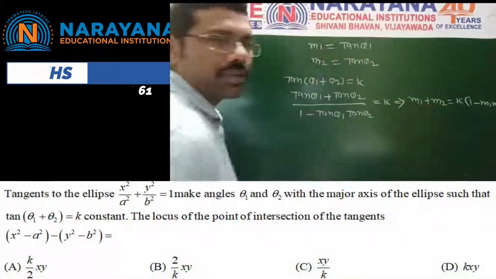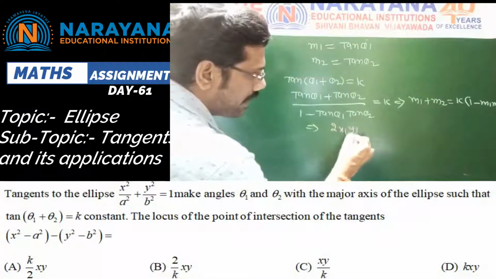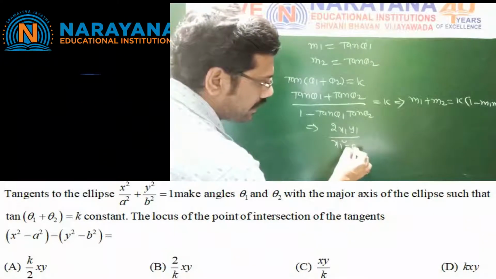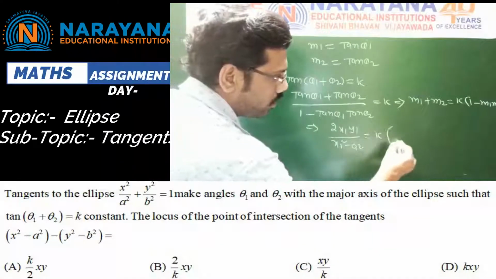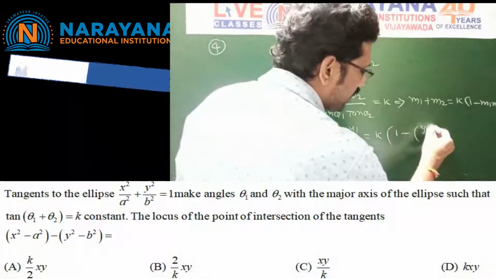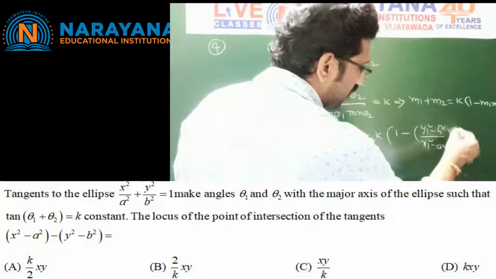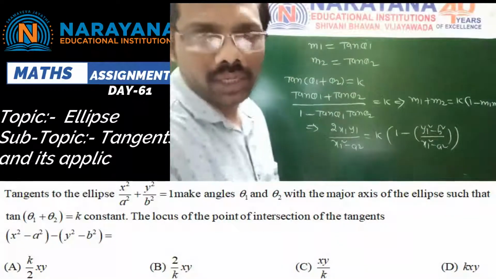We know that the sum of the slopes M1 plus M2 is equal to 2 x1 y1 by x1 square minus a square, and k into 1 minus M1 M2 is equal to y1 square minus b square by x1 square minus a square. On simplification, we get the locus.